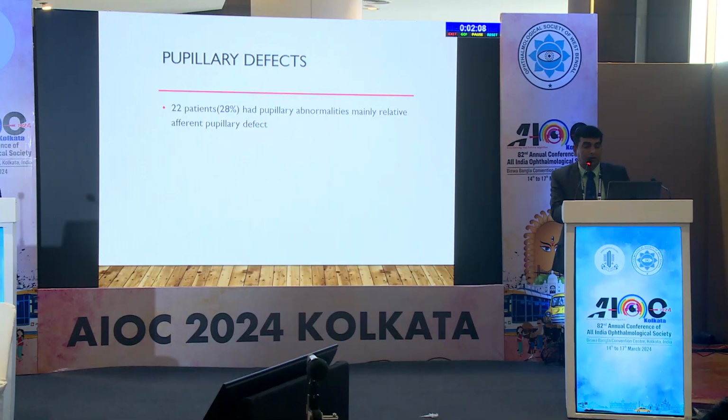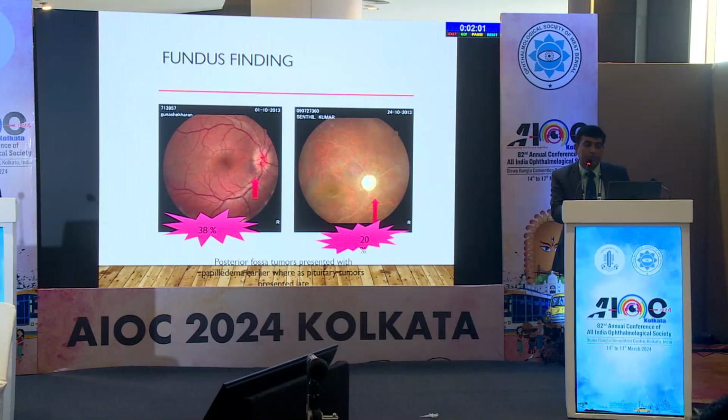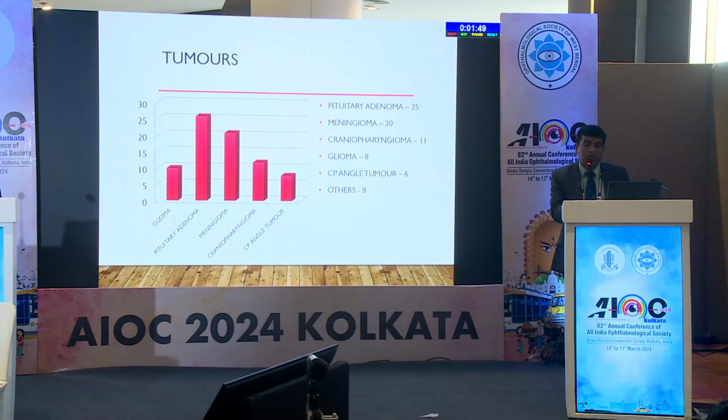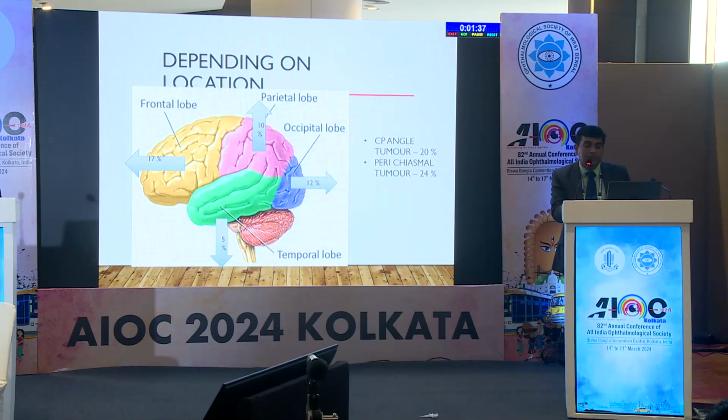For pupillary defect on the swinging flashlight test, 28% of the patients showed RAPD. On fundus examination, 38% presented with papilledema and 20% with optic atrophy. Most of the time, posterior fossa tumors present with papilledema earlier than pituitary tumors. In our study, there were 25 patients with pituitary adenoma, 20 meningioma, 1 craniopharyngioma, 8 glioma, and 6 CP angle tumors. CP angle tumors were around 20%, perichiasmal tumors 24%.